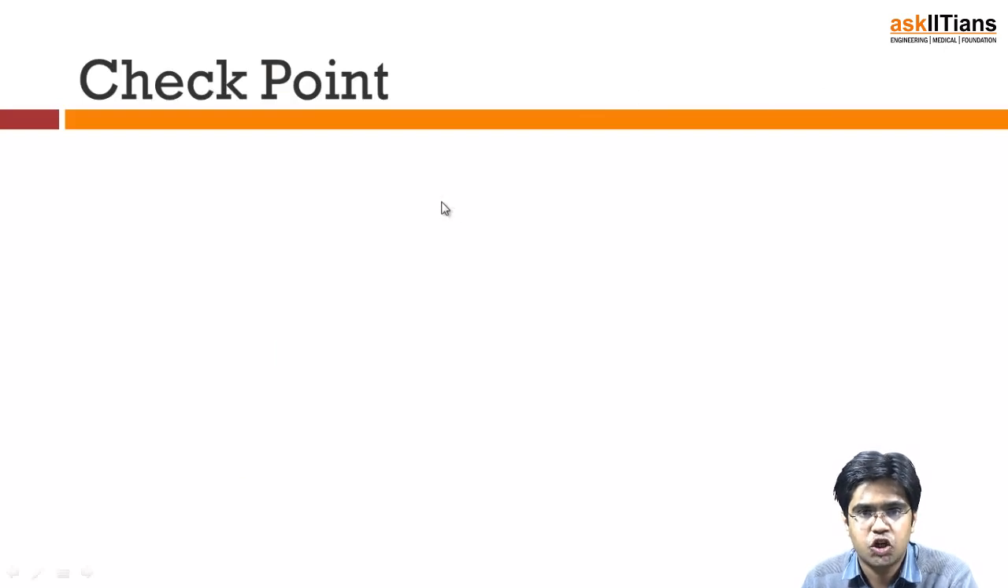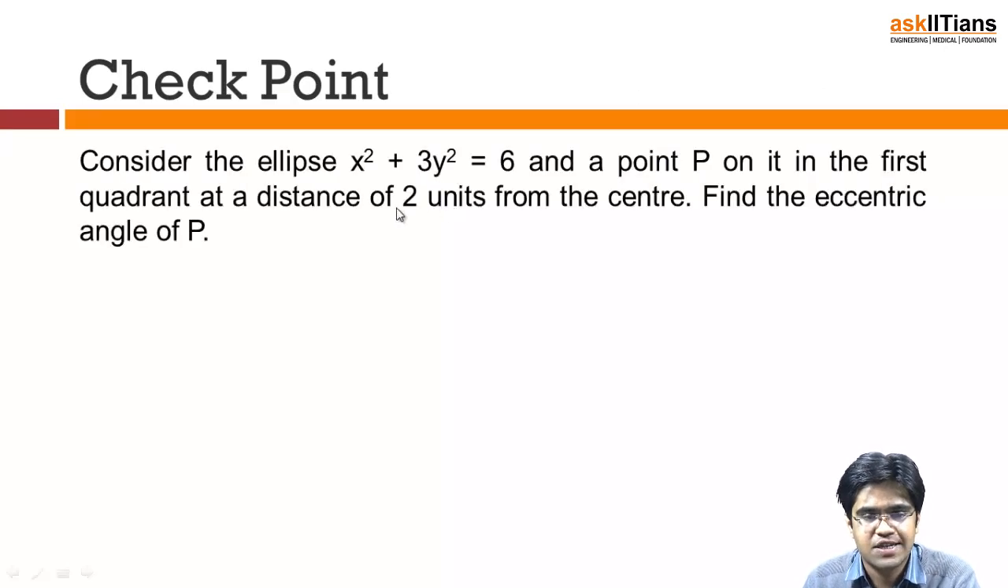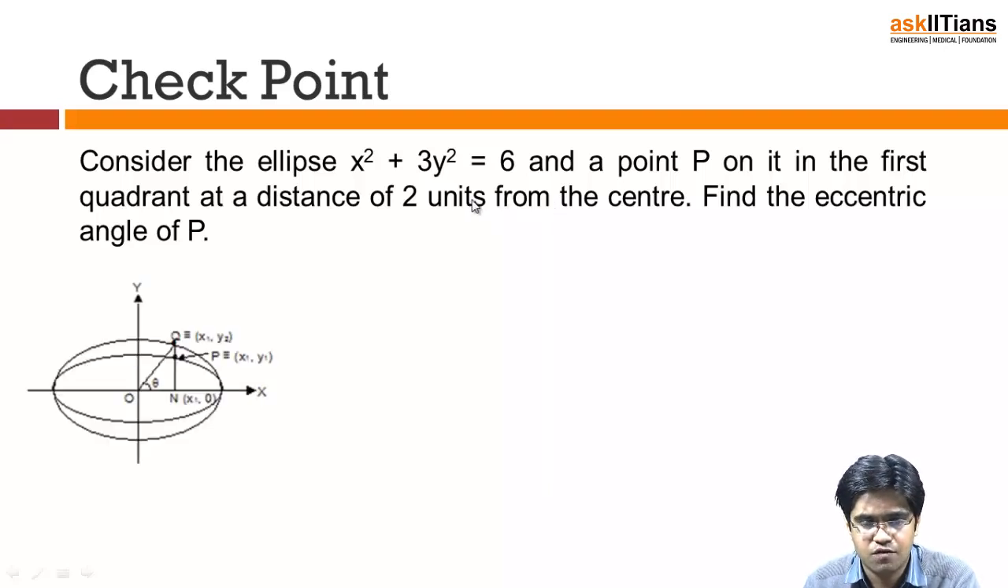Now let's try one question on this. The question says: consider an ellipse x square plus 3y square is equal to 6 and a point P on it in the first quadrant. The point P is in the first quadrant, at a distance of 2 units from the center. We need to find the eccentric angle of that point P, which is 2 units from the center. So let's try to solve it. The figure of this question will look somewhat like this. This is the point P whose eccentric angle we need to find out.